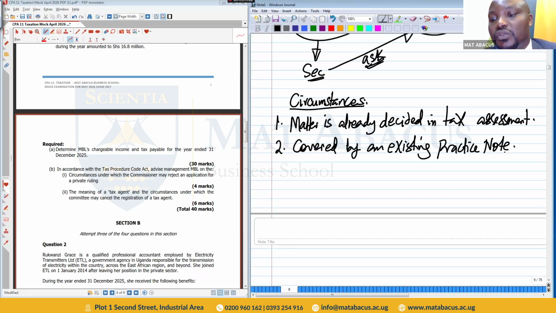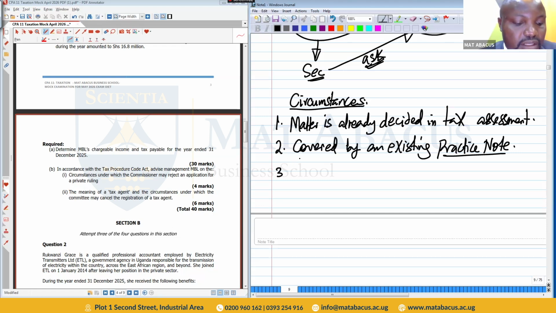A practice note is where the Commissioner General provides his understanding of a certain section, and it is gazetted in the tax law. It gives a general understanding of that section to all taxpayers. So once he has already provided that in a practice note, the Commissioner General may reject an application on a matter that has already been covered in the practice note.